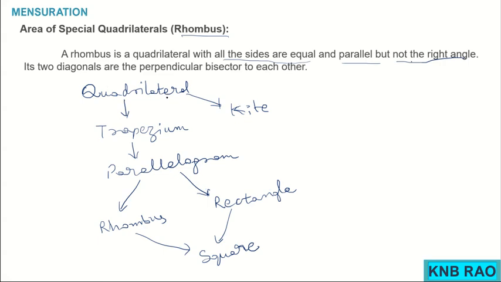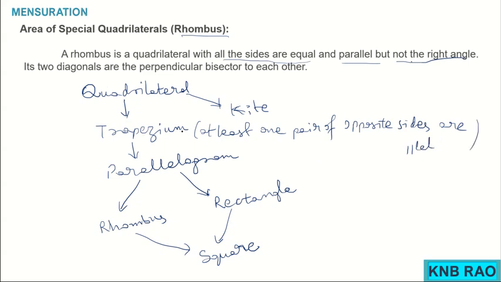So, quadrilaterals are subdivided into various special types. Okay. In a quadrilateral, if at least, the very important word, at least one pair of opposite sides are parallel, it gives a trapezium. If both pairs of opposite sides, here the important word is both, are parallel, it gives a parallelogram.